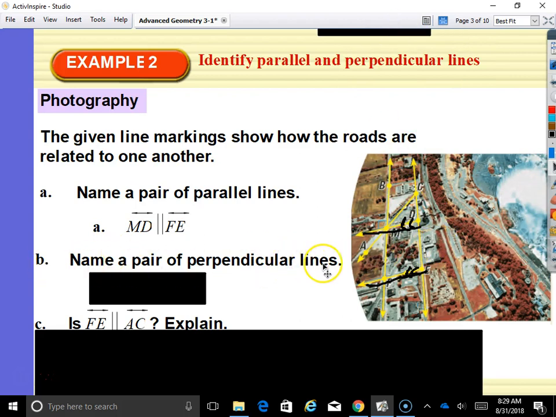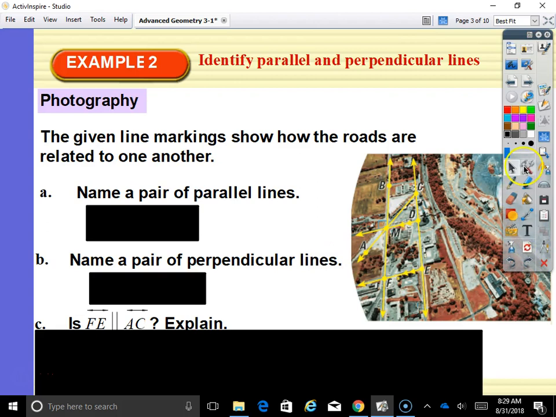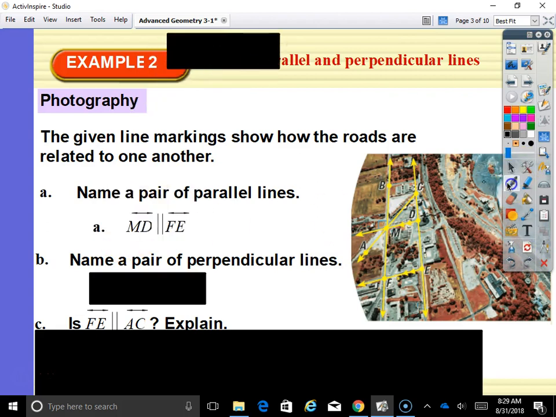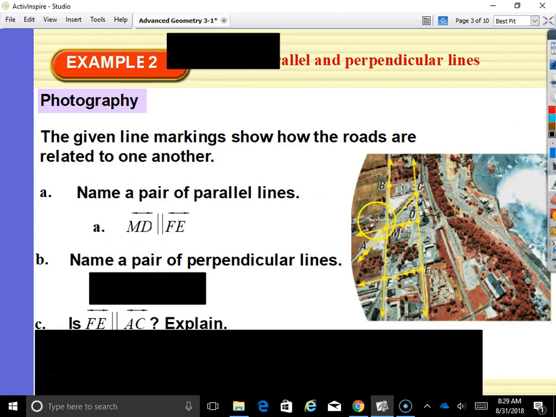Name a pair of perpendicular lines. Perpendicular lines intersect at 90 degrees. So a pair of perpendicular lines, do you see this little faint blue box? Your textbook publishers did a really fabulous job of making it very faint.